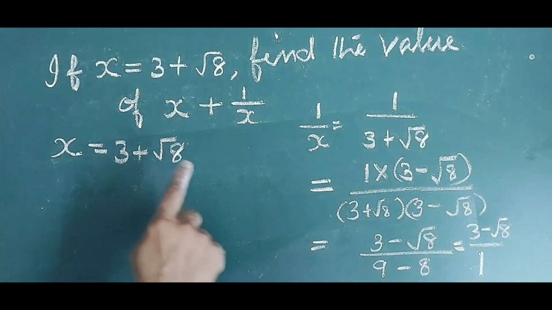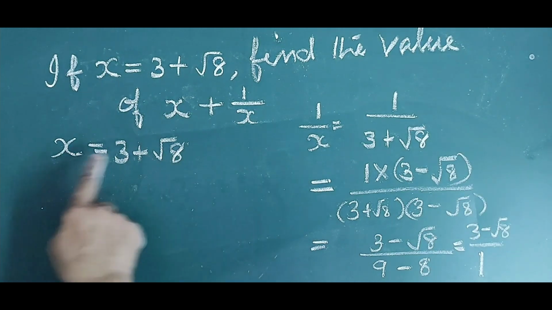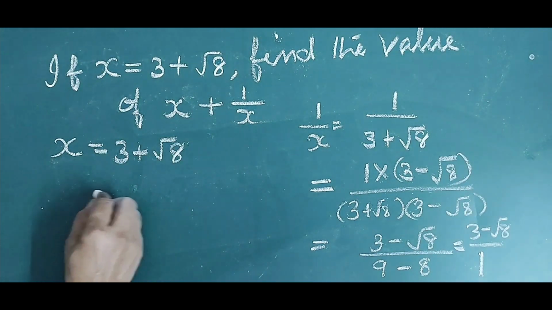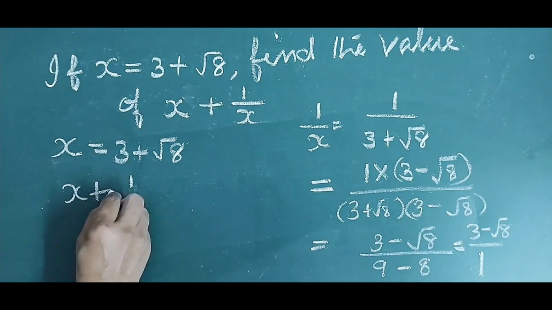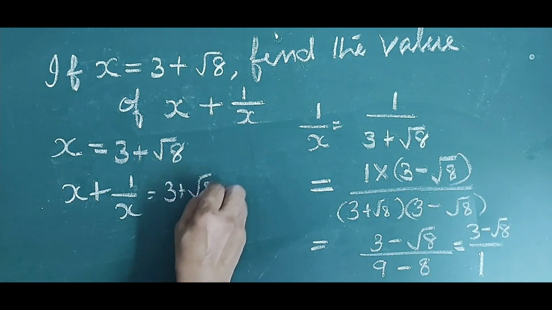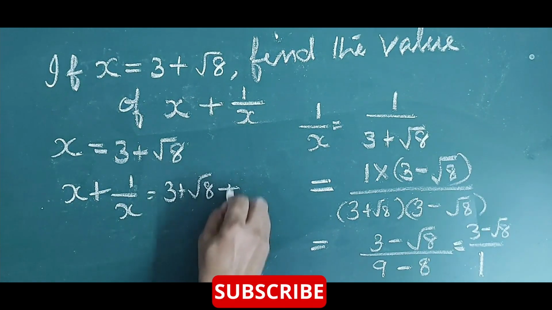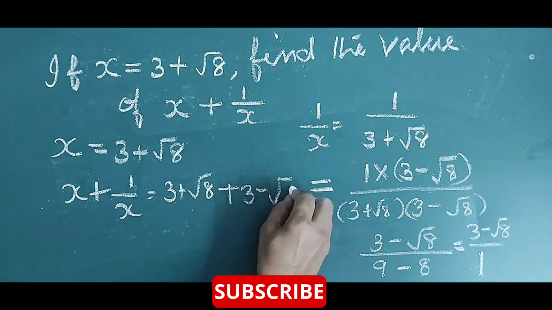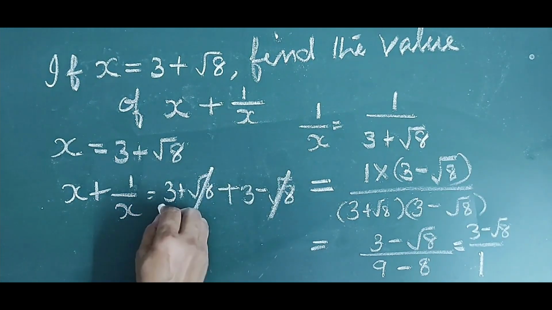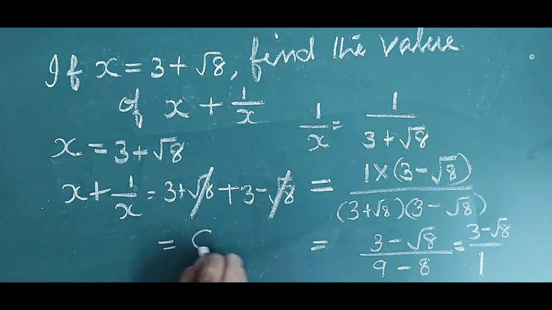Now let us apply the value of 1 by x and x in the given question. That is, x plus 1 by x is equal to 3 plus root 8 plus 3 minus root 8. And we know root 8 cancels. So 3 plus 3, that's equal to 6.